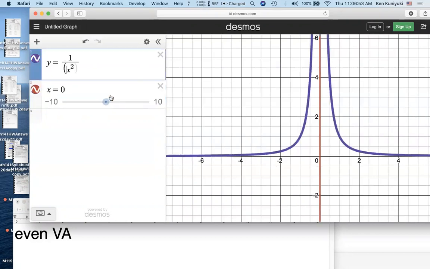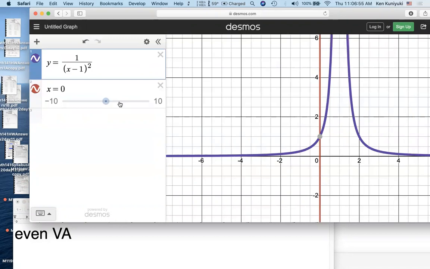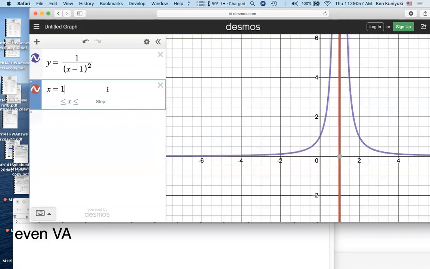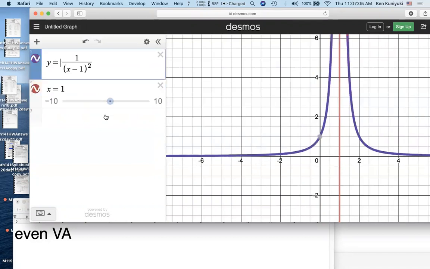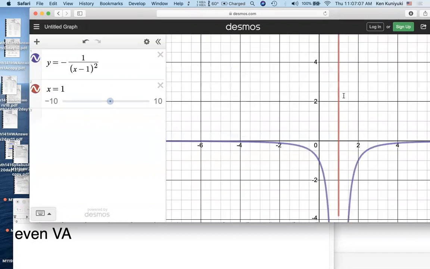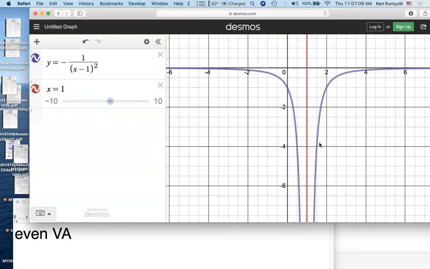Likewise, if we had x minus 1 all squared down there, then we would have an even VA at x equals 1. For that matter, if we put a minus sign in front, an opposite sign, well, both these branches go down, but they're both going in the same direction. The y-coordinate, the function value, is approaching negative infinity as x approaches 0 from the left and from the right.